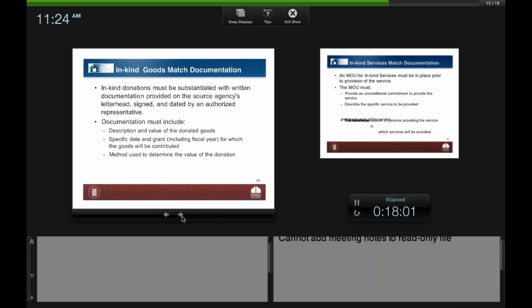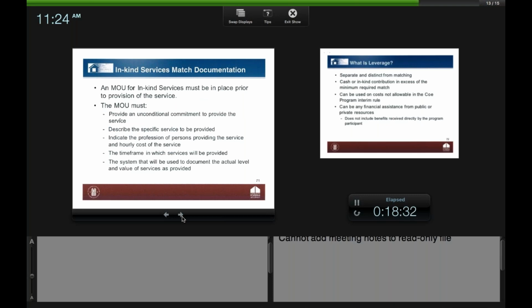Documentation must include, again, the description and the value of those donated goods, the specific date, and the grant. Again, tying it to the grant, it must be an unconditional commitment to that particular grant, and include the method that is used to determine the value of the donations. And again, 578.73 of the regulations identifies this methodology.